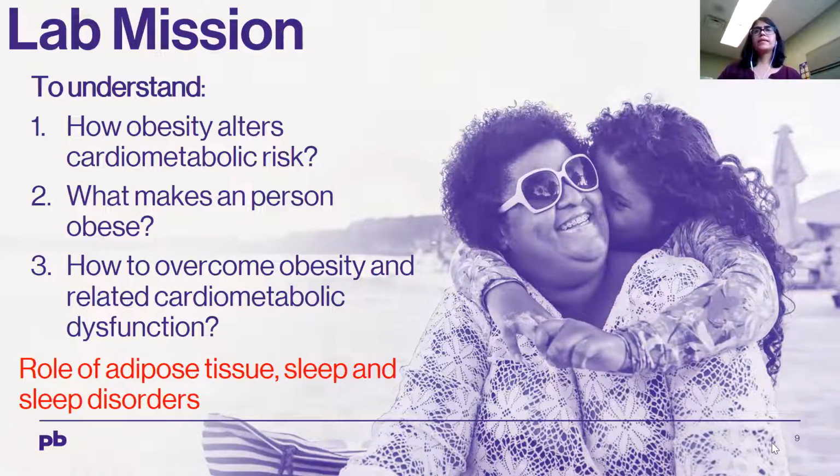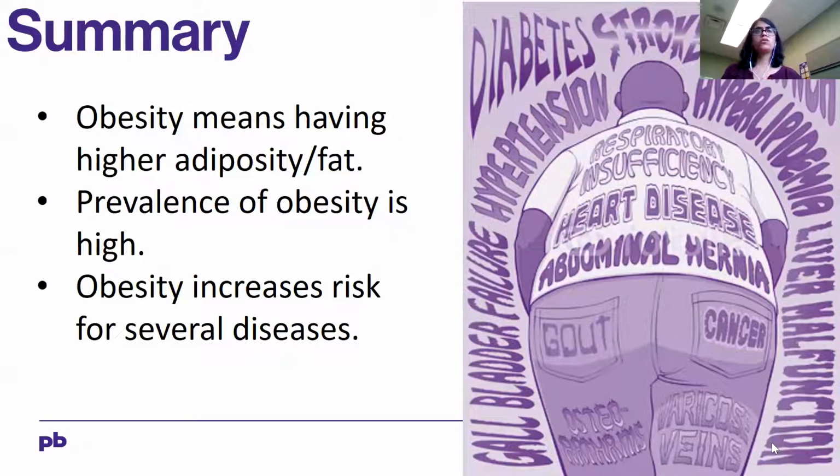So let me quickly summarize the take-home from this section. One, obesity means having higher adiposity, or fat. It has not just something to do with your body weight, because you could be normal body weight, but if you have high adiposity or higher fat mass, you are actually obese. Second, I want you to remember that the obesity prevalence is high and it is increasing. Lastly, obesity increases the risk for several diseases.